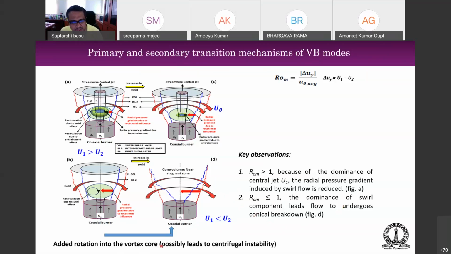Apart from that, as you add rotation in the vortex core, it also leads to something called centrifugal instabilities that I have not shown over here. It is there in the papers that we published in this particular area.